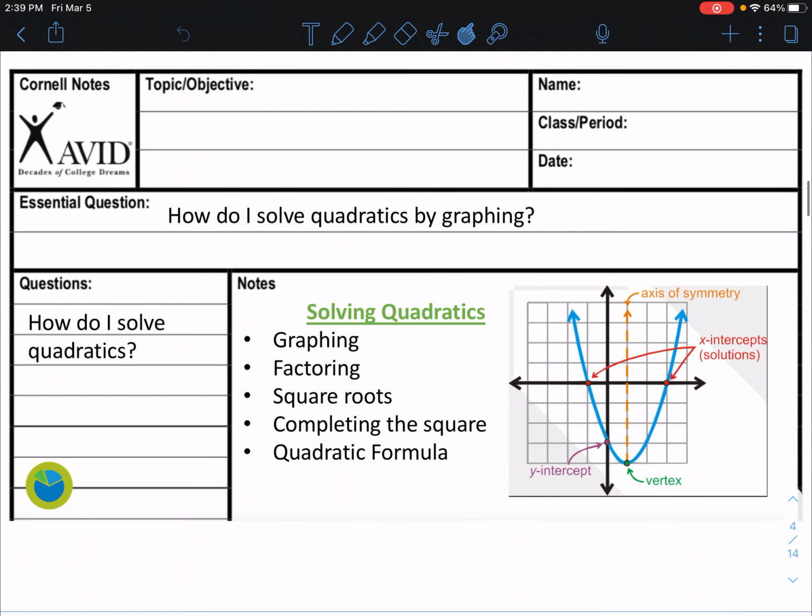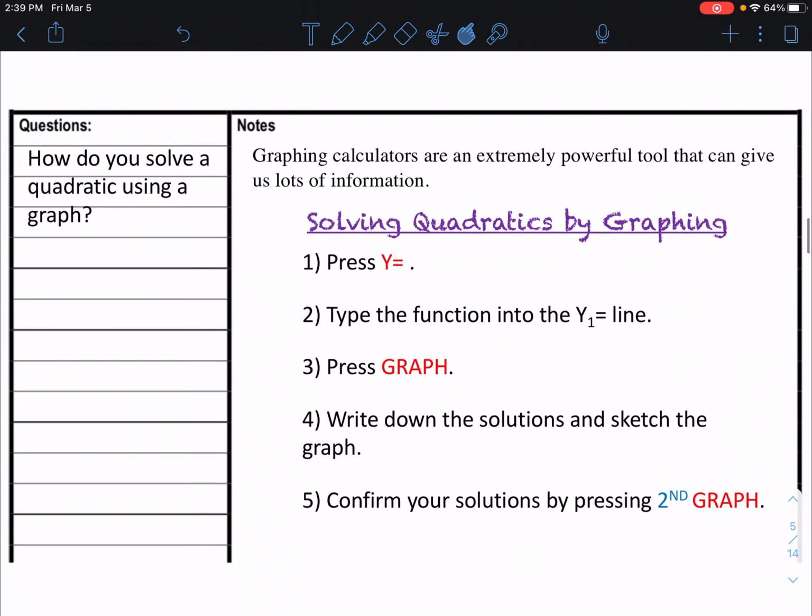Okay, so how do I solve quadratics by graphing? Again, these are our 5 ways that we will usually use to solve quadratics, and we're focused recently on these first 2. Remember, when we're trying to solve a quadratic, what we're really trying to find is these points right here, where they cross the x-axis. So again, that's what we're trying to find when we solve a quadratic.